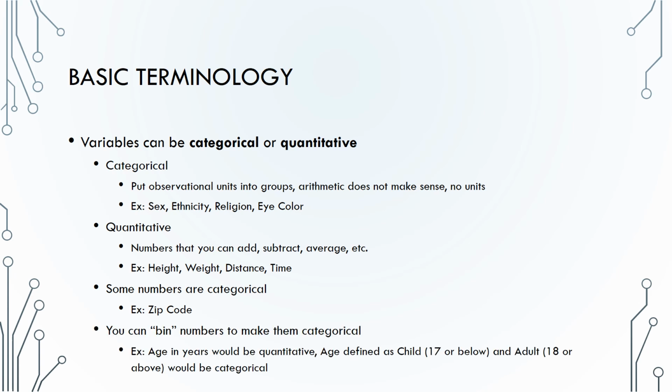Additionally, you can bin numbers to make them categorical. For example, age. If we recorded age as years, that would just be something quantitative. However, if we define age as either being a child, 17 years old or younger, or an adult, 18 or over, that would be a categorical variable. So be careful when a variable is a number. You need to think about how it is being used.